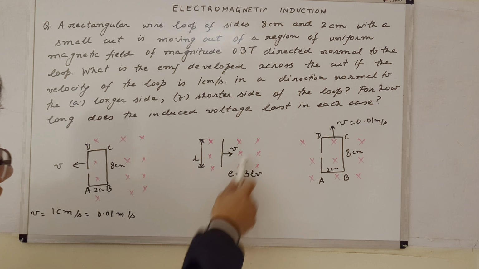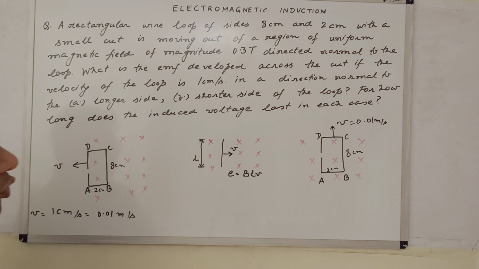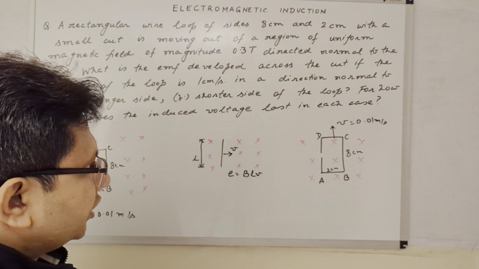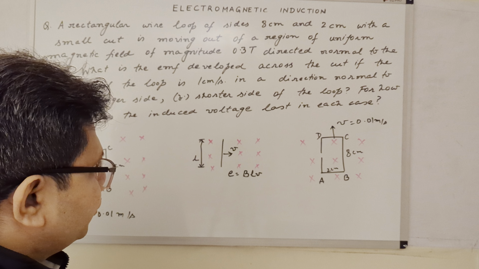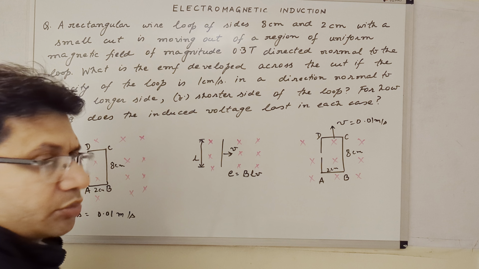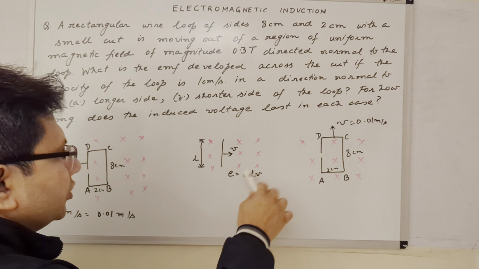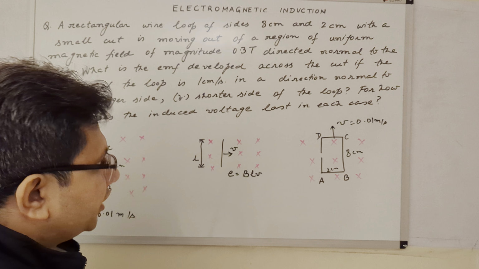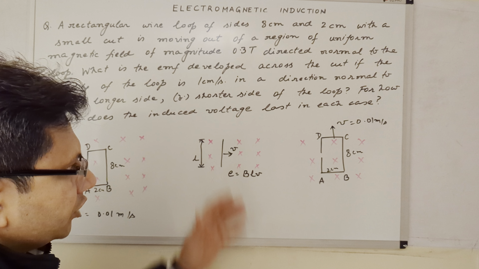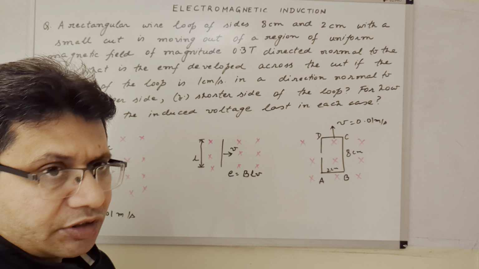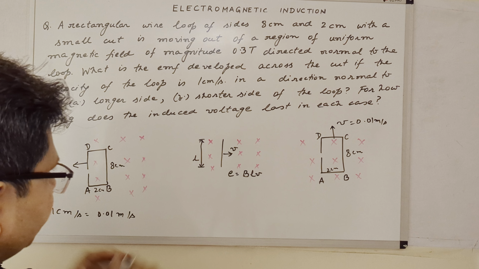Now there is a concept of a moving rod. There is a concept of the development of an EMF in a moving rod inside the magnetic field. Suppose this is a metallic rod. It is moving inside the magnetic field in such a manner that the velocity, the length and the magnetic field are all perpendicular to each other. Then the EMF developed is given by the formula E equals BLV. So we have to use this concept here.